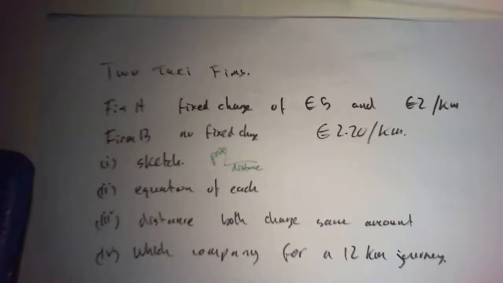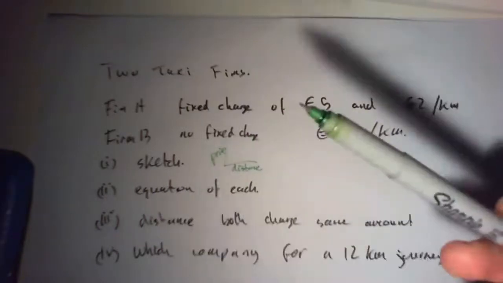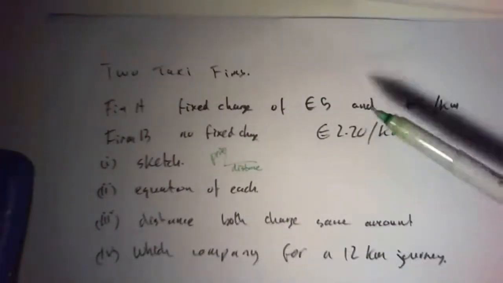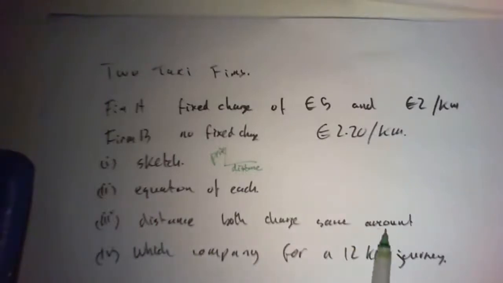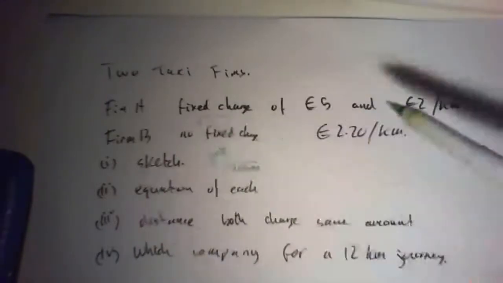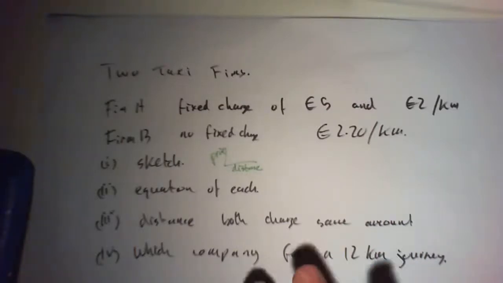Then we will find the equation of each. We know how to do that with the y minus y1 formula, and then we're going to look at what distance they have the same amount charged. That looks like an intersection type of question. You can figure out from the graph which one will give you the least amount, or you can just sub them both into the equations. But that's probably cheating a little bit, and you're probably better off figuring it out from the graph.